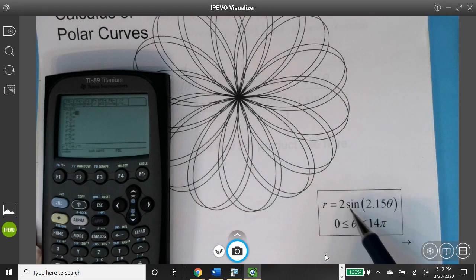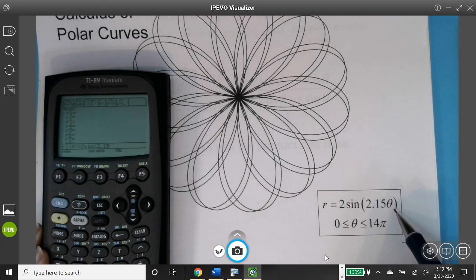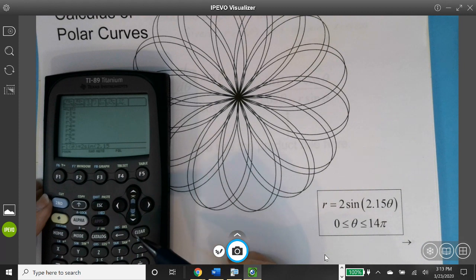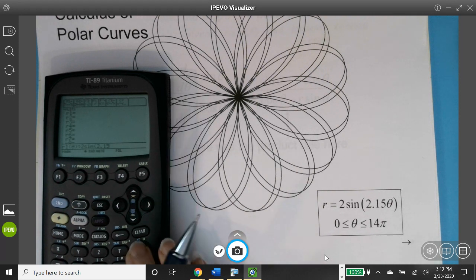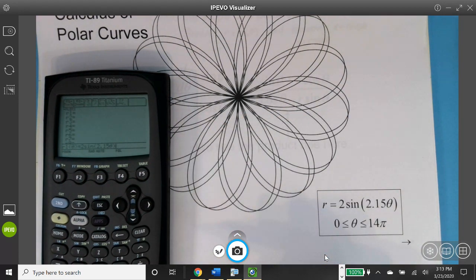We want to type in 2 sine of 2.15 theta. Now, where do I find theta? Well, on our calculator, theta is by the pi. So we're going to do diamond theta, which is right here, and then close the parentheses. We're going to make sure our calculator is in radians because calculus is rad, and you'll notice that mine is indeed in radians.